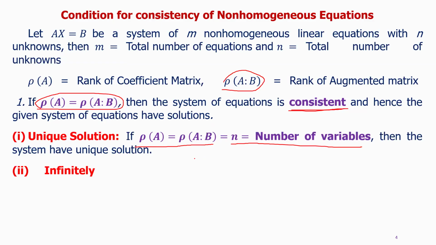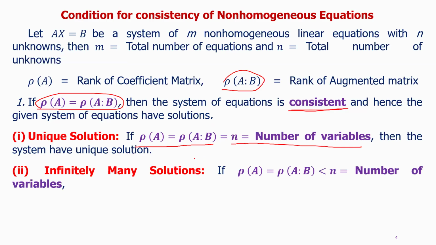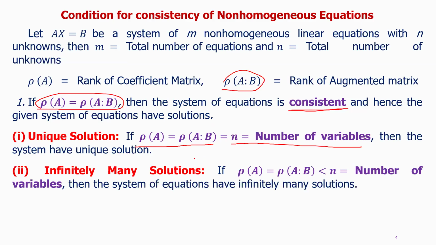And the second is infinitely many solutions. If the rank of A is equal to the rank of the augmented matrix, which is less than n, the number of variables, then the system of equations has infinitely many solutions. So these are the two kinds of solutions if the given equations are consistent: the first is called unique solution, or only one solution, and the second is called infinitely many solutions.